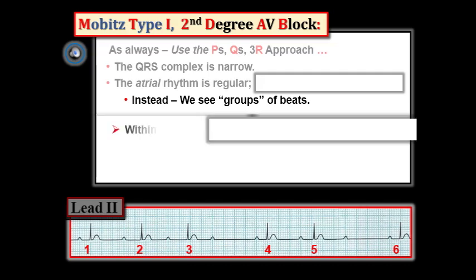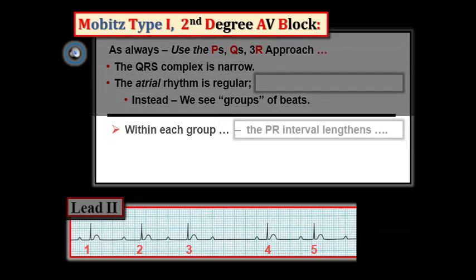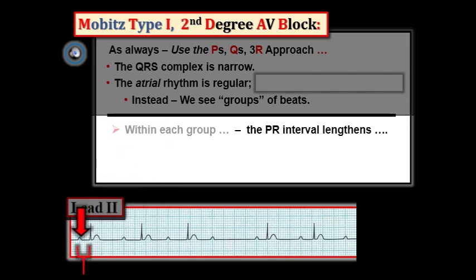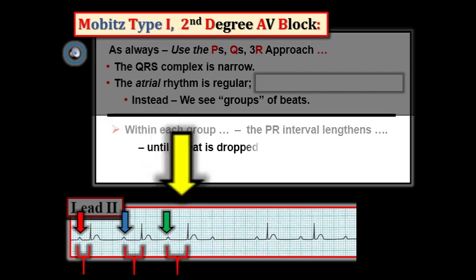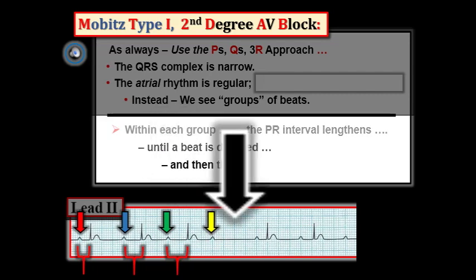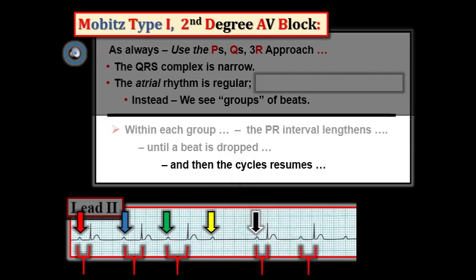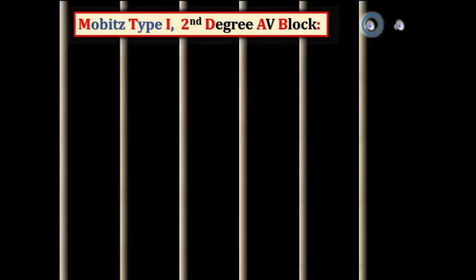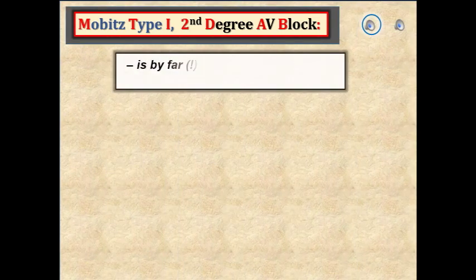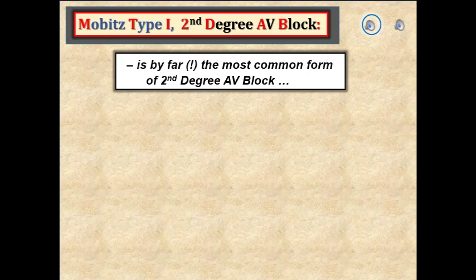Within each group, the PR interval progressively lengthens. Red arrow, blue arrow, green arrow, until a beat is dropped, yellow arrow, and then the cycle resumes, black arrow, with a short PR interval at the beginning of the next group of beats. Mobitz I is by far the most common form of second-degree AV block. In our experience, Mobitz I makes up well over 90% of all second-degree AV blocks, so it's important to recognize.